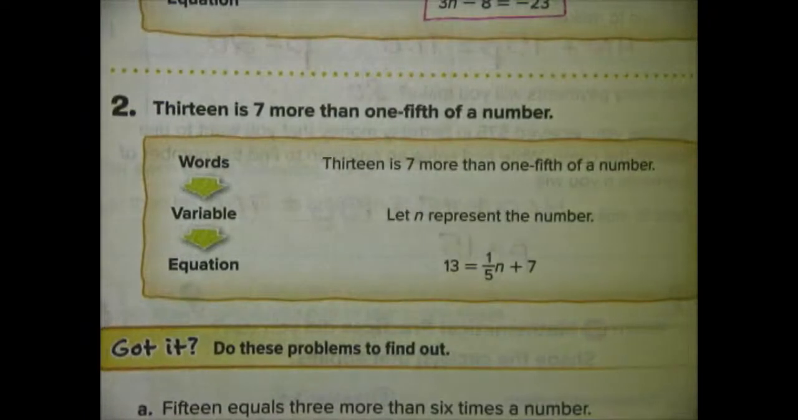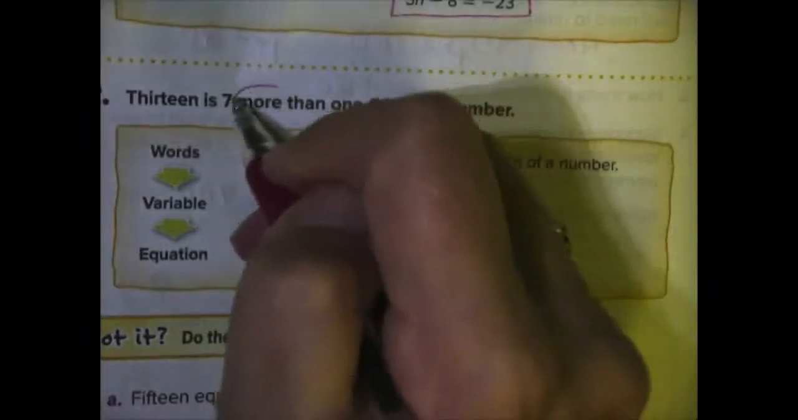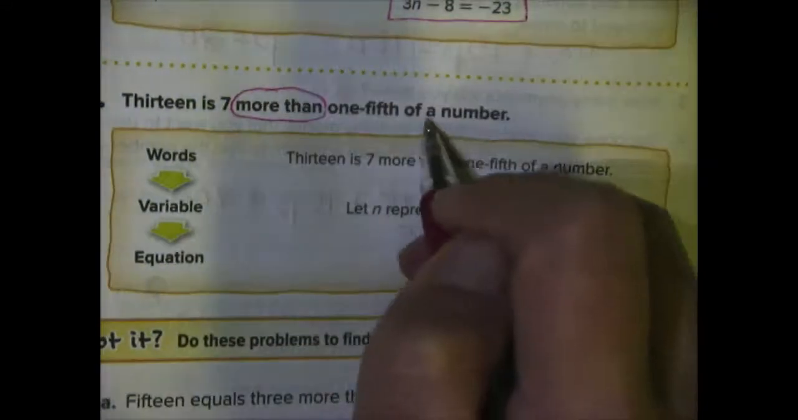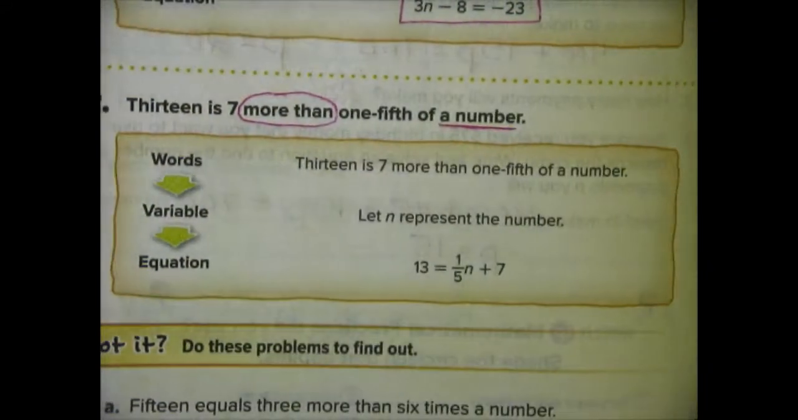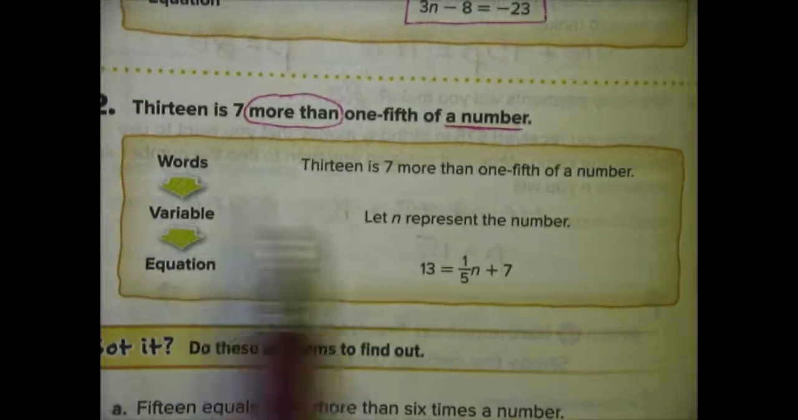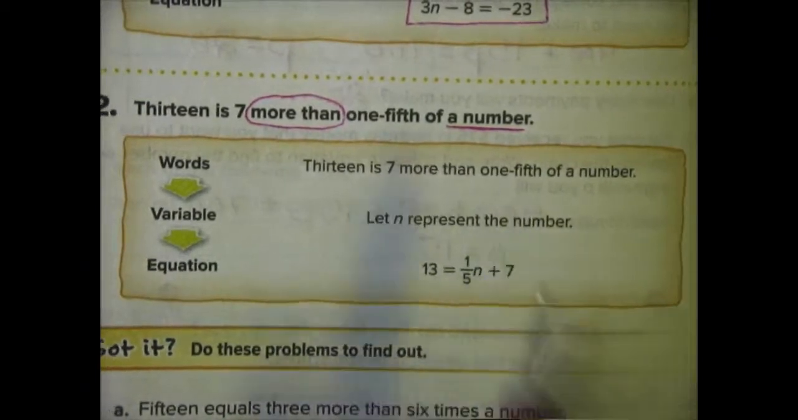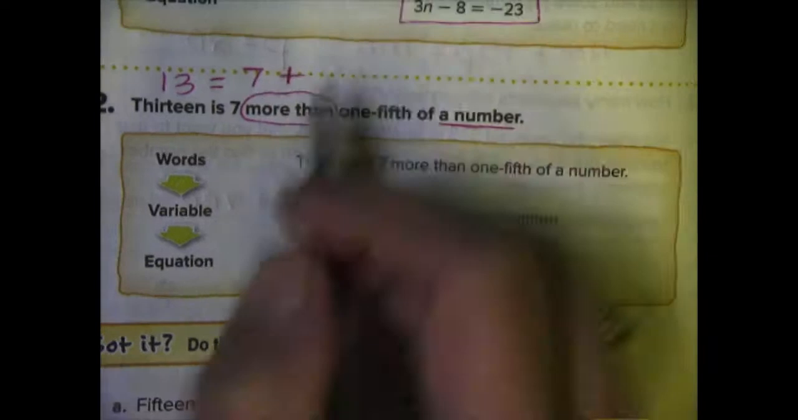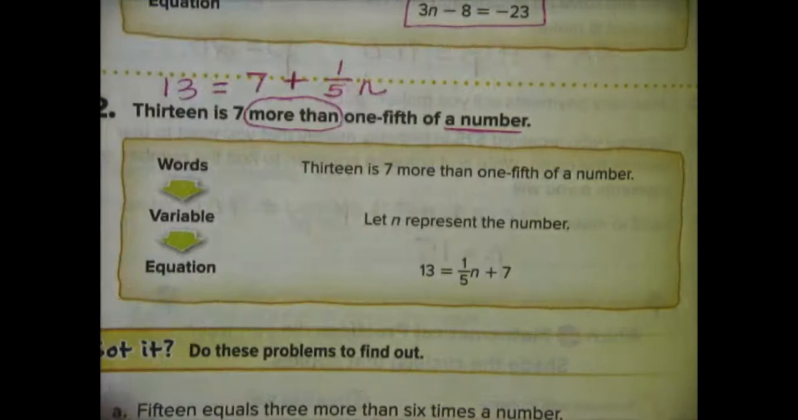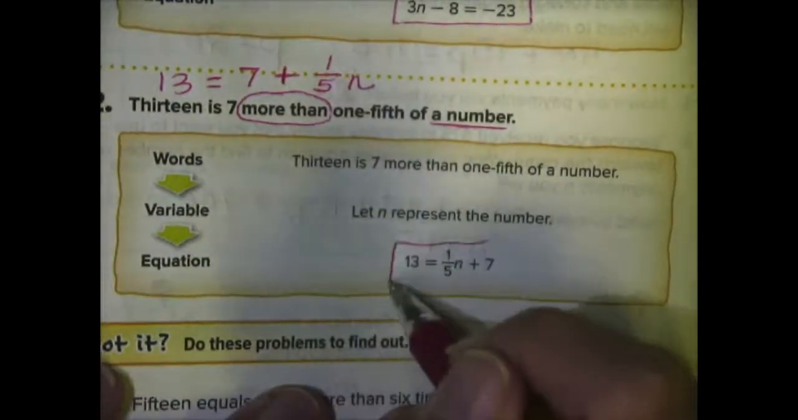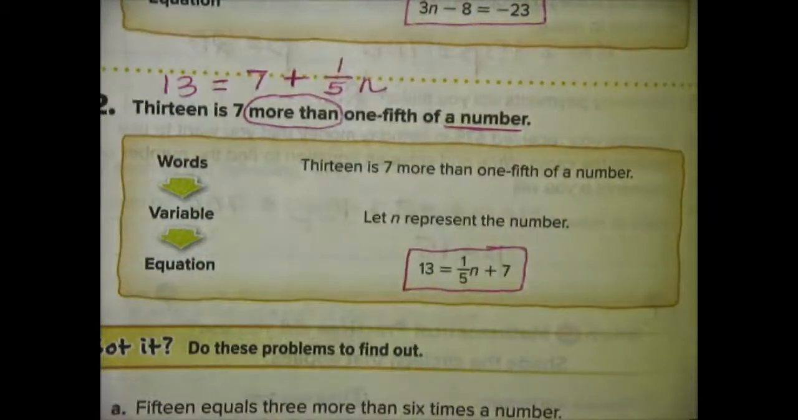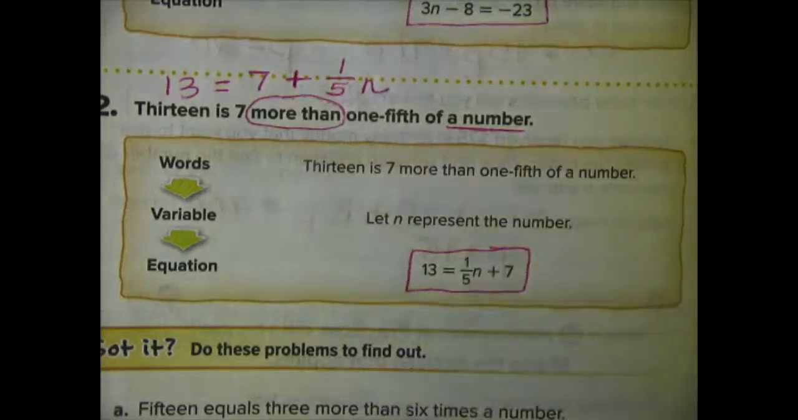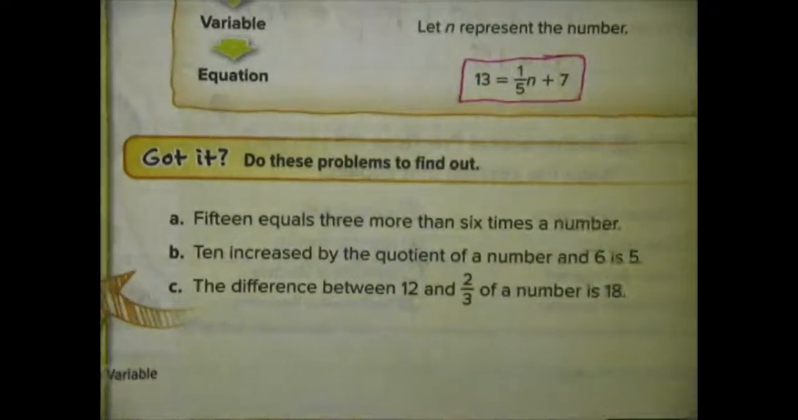13 is 7 more than 1/5 of a number. Again, we've got some important turnaround words. And then we've got a number, which here they are calling n. When they define their variable, they say let n represent the number. So we know that this is 13 equals 7 plus, because more than means plus, 1/5 of a number. But because we have these turnaround words, we're going to change it to 13 equals 1/5 n plus 7. Let's look down at the bottom for A, B, and C and do these problems.